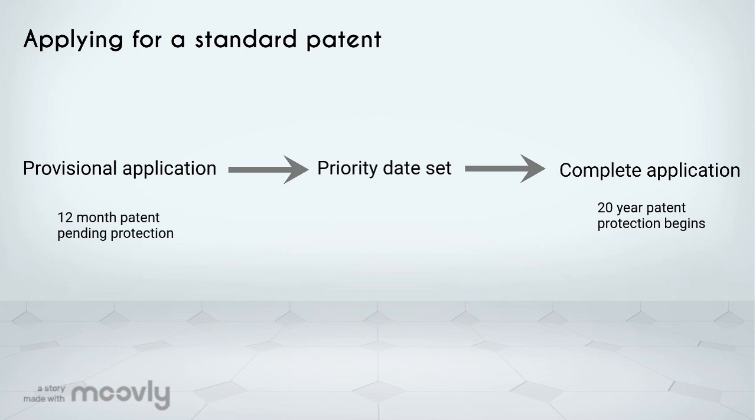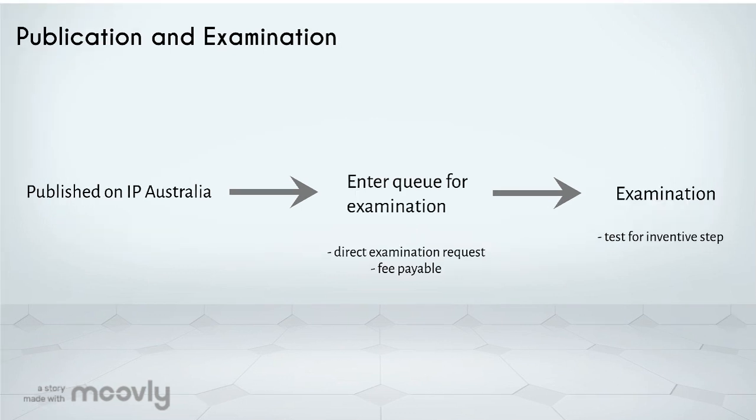After 18 months of the priority date, the patent application will be published publicly on IP Australia. At this stage, the patent application will be added to a queue until it is examined by IP Australia. To begin the examination, the Patent Office will issue a direction to request examination, and a fee will need to be paid. During the examination, the examiner will determine whether the invention is new and has an inventive step.